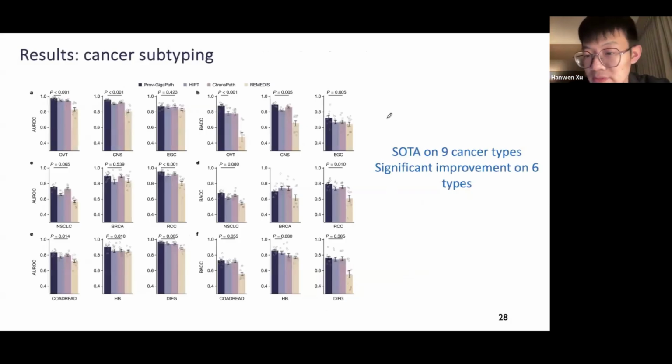Basically here we evaluate on 9 different cancer types, and we observe significant improvement on 6 of them. One great example is the ovarian cancer in figure A. Ovarian cancer here includes 6 different cancer subtypes, but we still observe that our model achieves an AUC greater than 0.9. So we think that this is exciting.